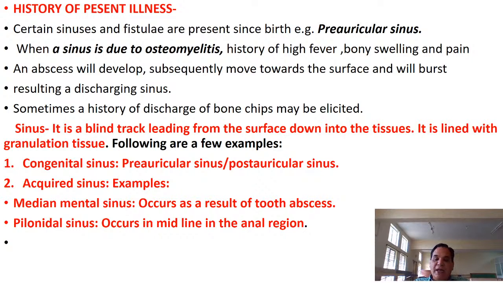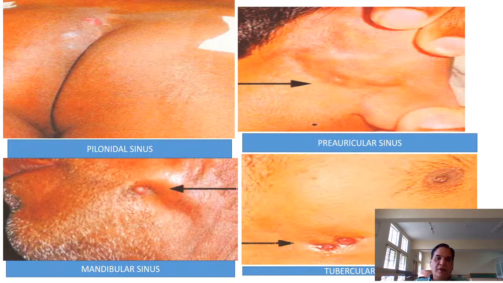Pilonidal sinus occurs in the midline in the anal region. So you can diagnose so many things only from the specific site. These are a few examples. First is a pilonidal sinus. If you can see, it is above the anus in the anal cleft, just above the anus in the anal cleft.